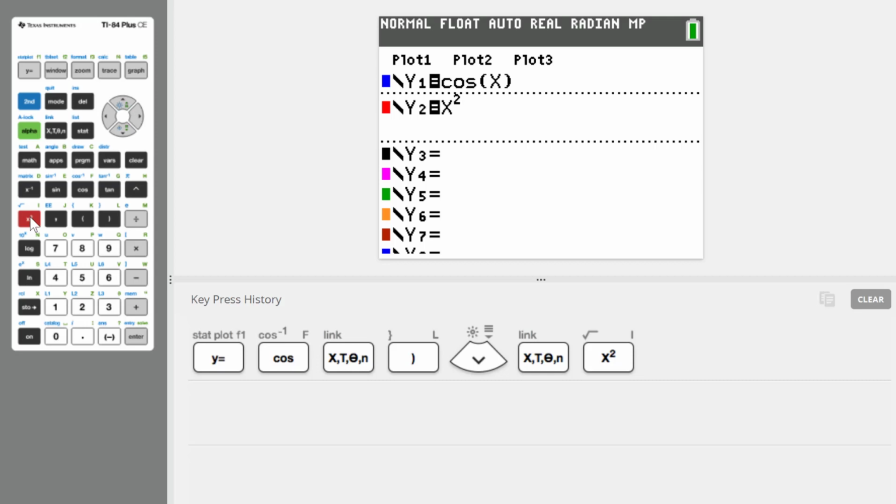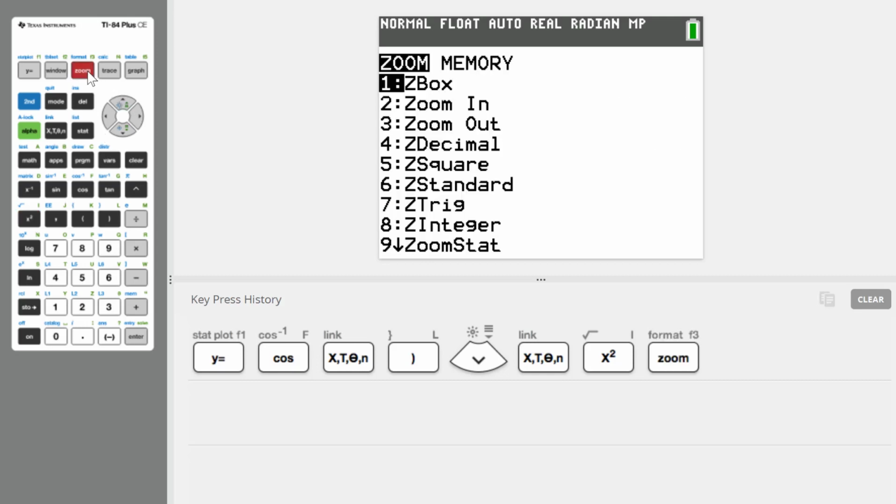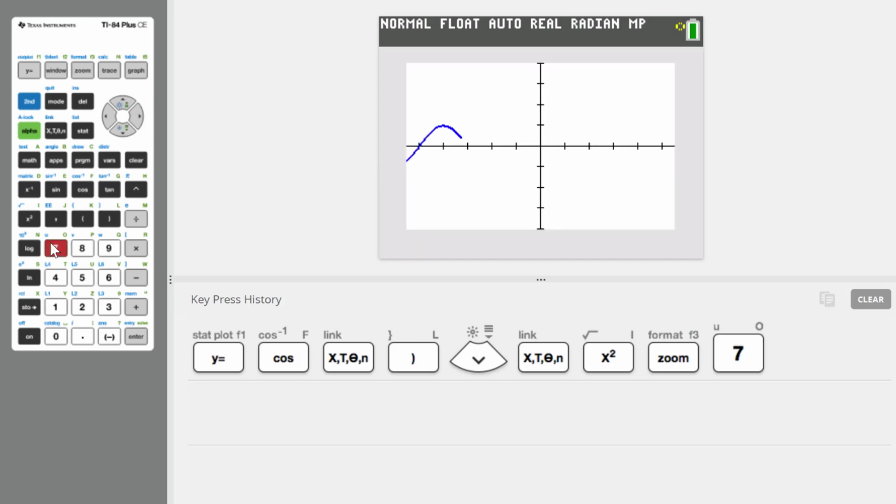And I'm not sure what window to use. I think I'll just try the Z trig option, zoom 7, and see if I can see what's going on there. Aha, the blue graph is my familiar cosine graph, and hopefully you recognize the red graph, y equals x squared. It's a simple parabola. Well, from this graph, I can see there are two spots where the functions intersect. In other words, two x values where those two sides of the equation are going to come out to be the same thing.